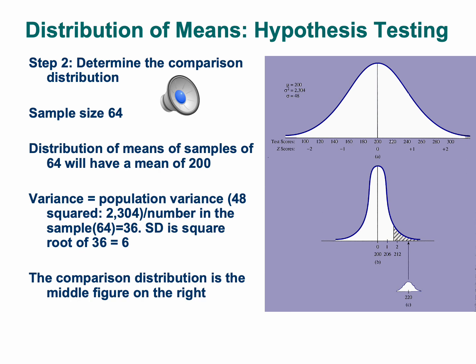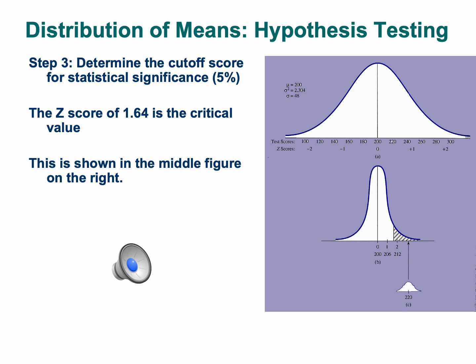Now we're going to move on to step 3, where we compare these to calculate our z-score. Step 3, determine the cutoff score for statistical significance. In this case, we're going to choose 5%. And like before, we discovered the z-score cutoff for 5% is 1.64. That's the critical value. We found that in the table of z-scores like the one you have in your textbook.